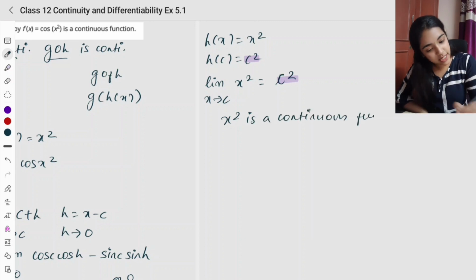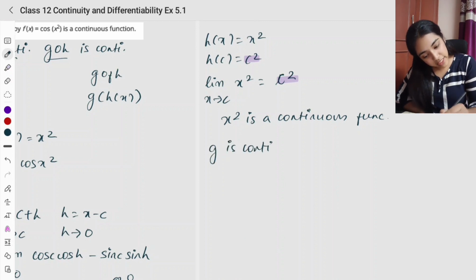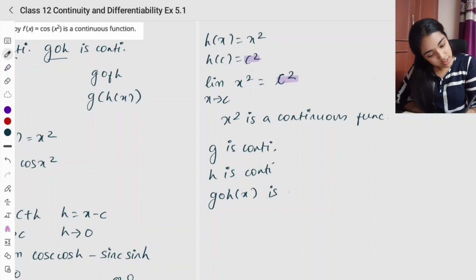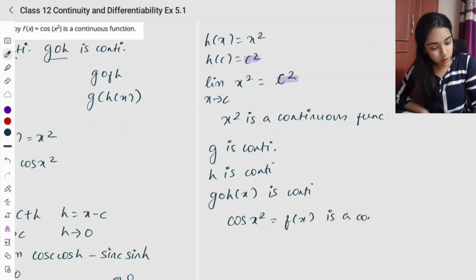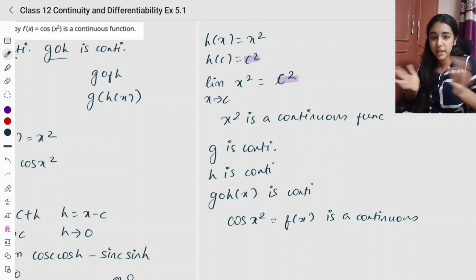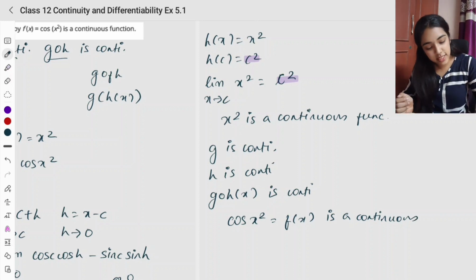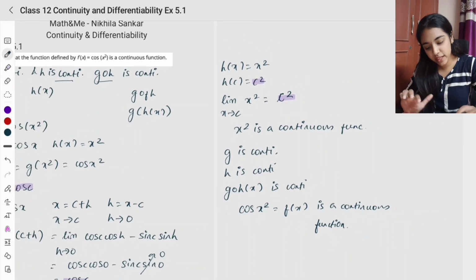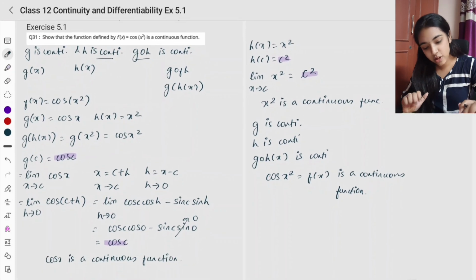So what does it mean that both are continuous? I have g is continuous. Please write it completely. G is continuous and h is continuous, which means g of h of x is also continuous, which means cos of x square, which is f of x, is a continuous function. Okay, it is very, very simple. If you prove both functions are continuous, the combination of them is also going to be a continuous function. Very simple. The next 4 questions are going to be like this. It is very, very easy. Please copy or take a screenshot.